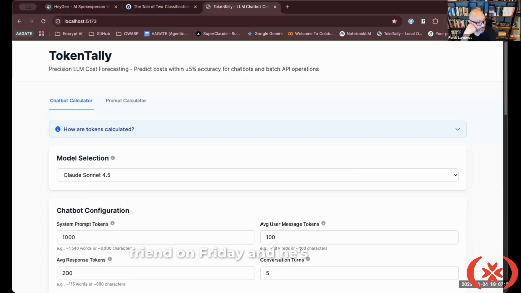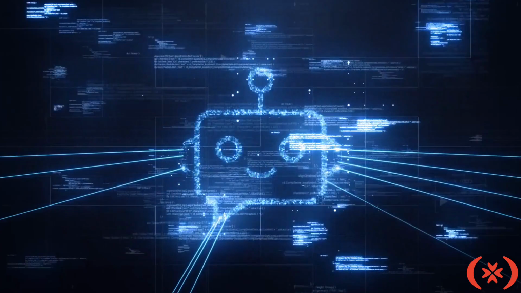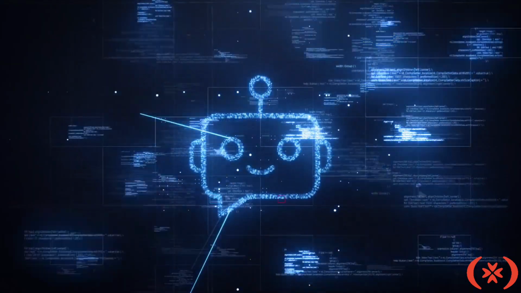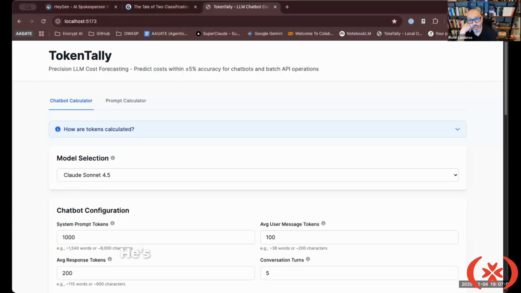Right. So I was having a conversation with a friend on Friday, and he's working with a client, a very small business, and they want to implement a chatbot on their website. He's like, Rock, how do I do any financial modeling for this? Like, what's this going to cost them? And I'm like, well, that's a great question.